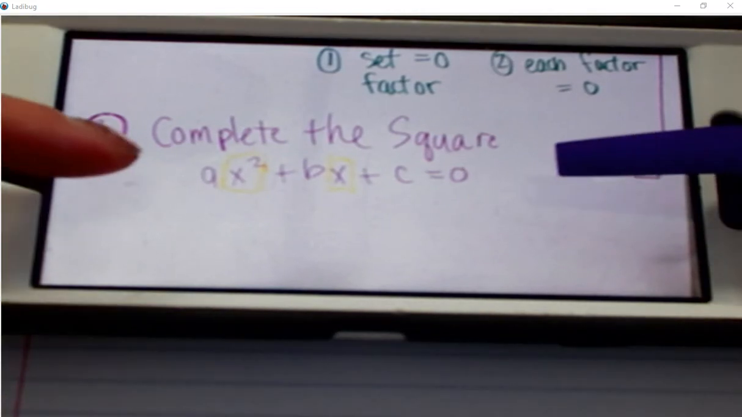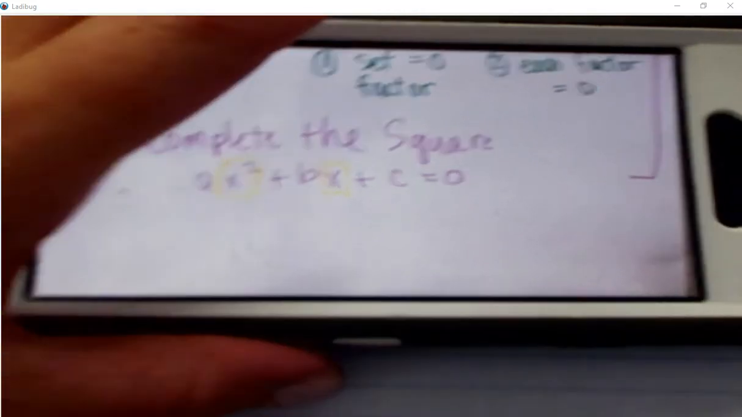So we're going to do 2 things today. One of them is we're going to learn what complete the square means. And then the second thing is we're actually going to use it to do the solving. Okay? So here we go. Zoom back out. 3.4, Complete the square.